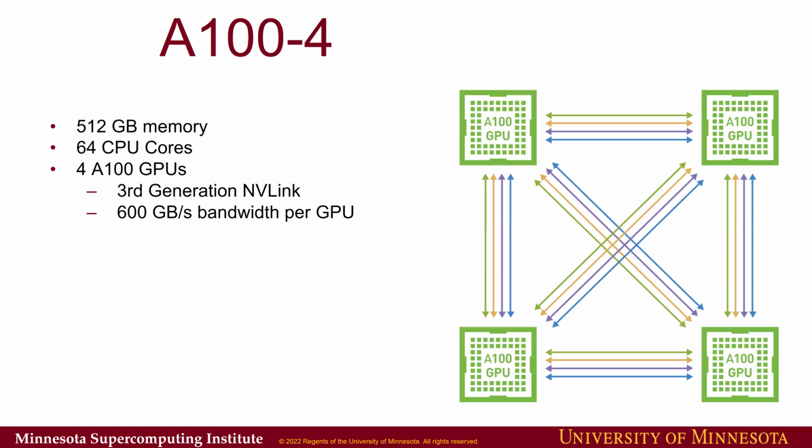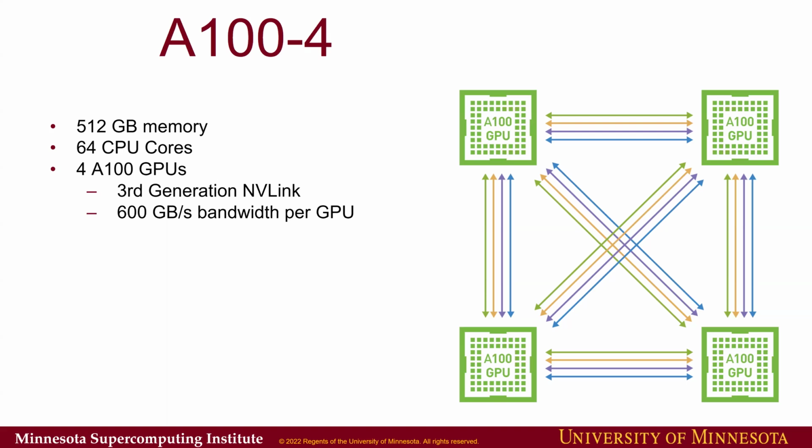Yes, thanks. So we have two different kinds of A100 nodes. One is A100-4, and the way these work is that they are arranged in the topology on the right. They have 64 CPU cores, and then we have 4 A100s that are connected directly to each other. And that's with 600 gigabytes per second of bandwidth per GPU.